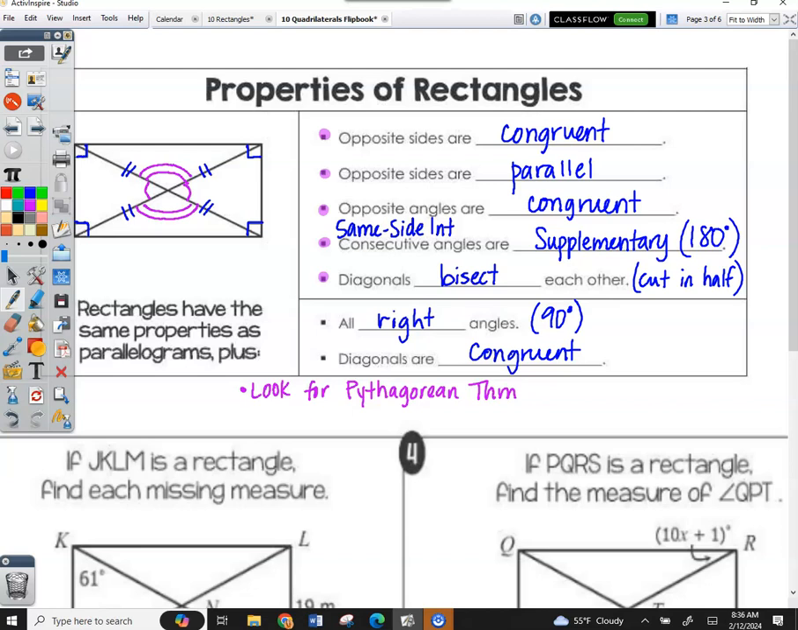And that's only because we have right angles now. If you recall, the Pythagorean theorem is when you're looking for a missing side of a right triangle. So you do have to have right triangles. Well, we're talking about a rectangle. There's right angles in a rectangle, so we have right triangles in here.